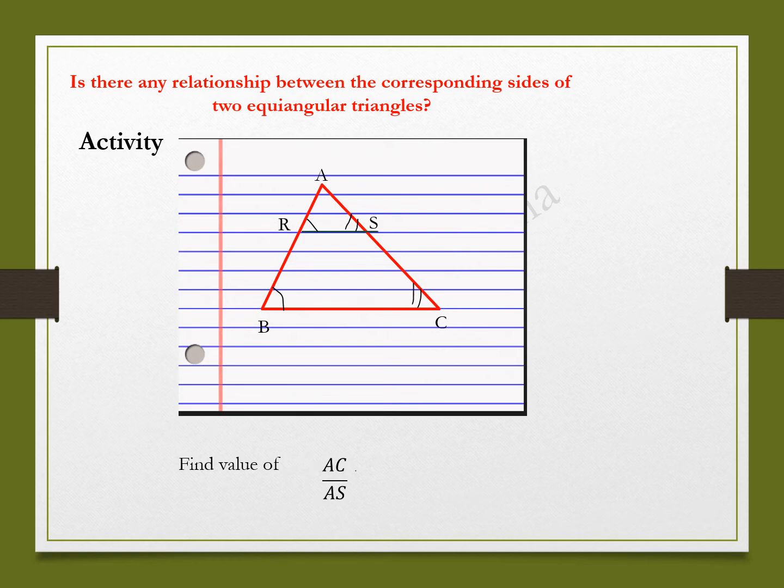So also we have angle S equal to angle C. The side opposite to C is AB and the side opposite to angle S is AR. So we find out this ratio AB by AR. Is it clear, children?